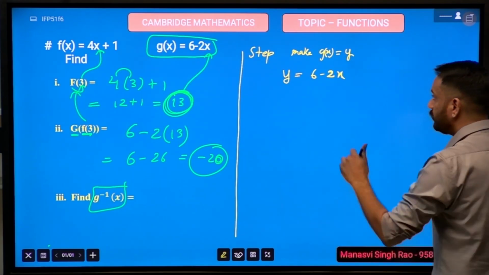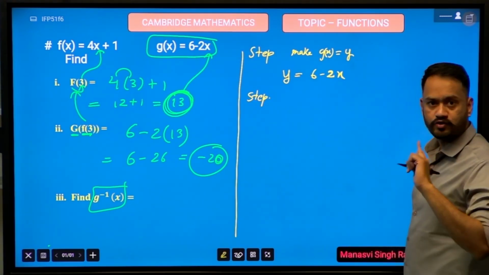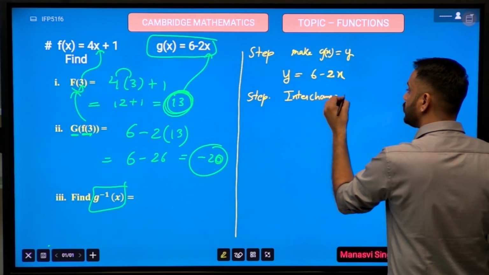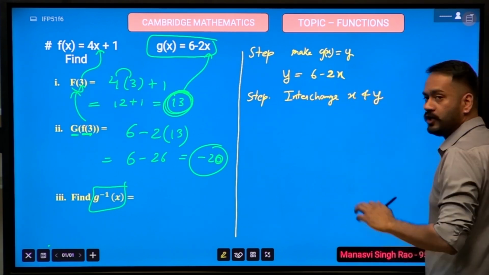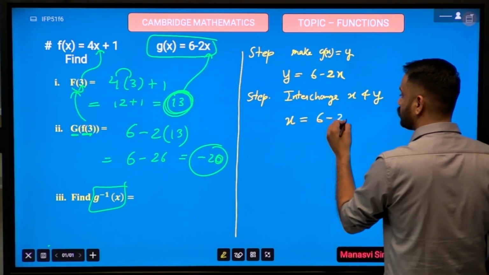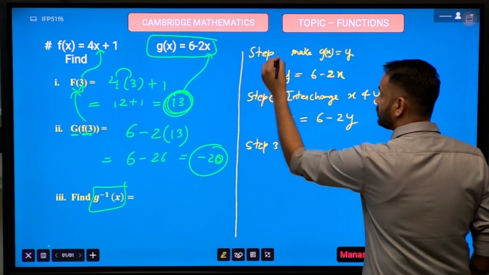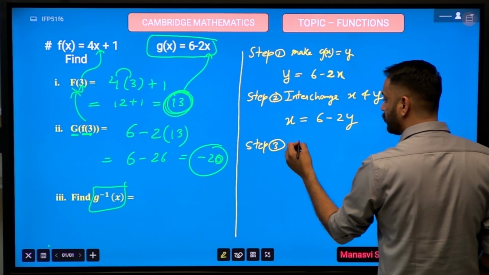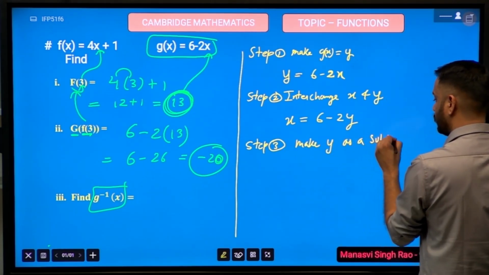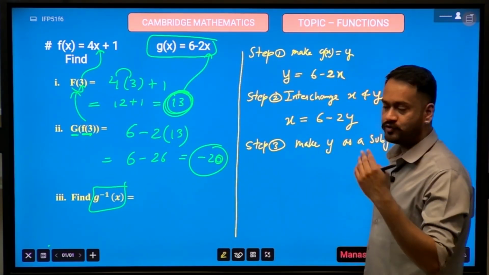Now step 2, you don't need to solve, you need to interchange the x and y positions. So you need to change the position of x and y. By that way it will be x equals 6 minus 2y. Now step 3. So this is 3, this is 2, and this is step 1. In the third step you need to make y the subject. Right, children? If you make y the subject, it will indirectly give you g inverse of x.